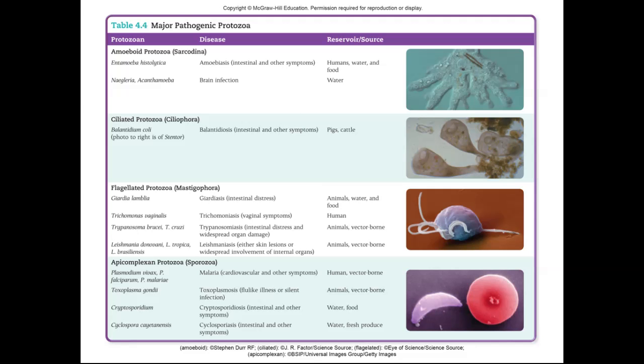Here we see a figure summarizing the wide variety of protozoa that are available in nature. We have the large amoeboid protozoa, ciliated protozoa, protozoa with flagella, and then very tiny protozoa with no notable form of locomotion.